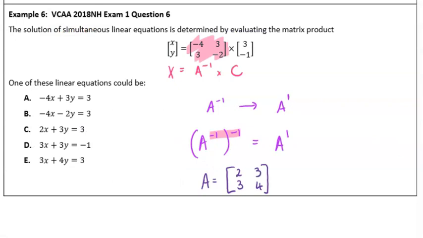And so now if we take that information and write out our equations, what we're saying is we've got 2x, 3y, and that equals, from our answer matrix at the top, 3. The second row, I've got 3x, 4y, and that equals -1. And so then when I look at my answer options, I can see that C is the correct answer there. It's the only one that represents this matrix form.